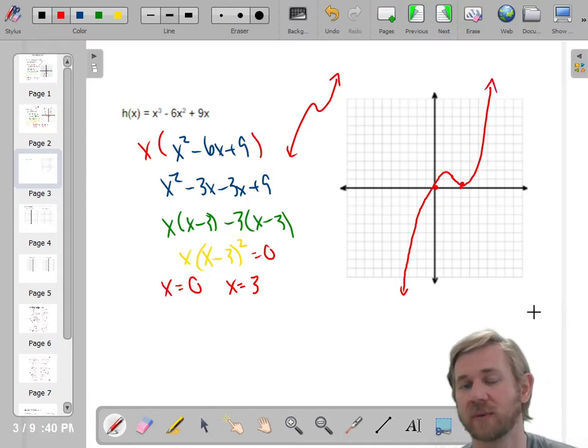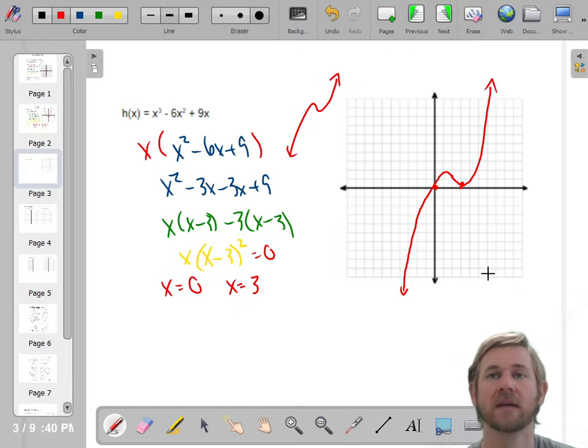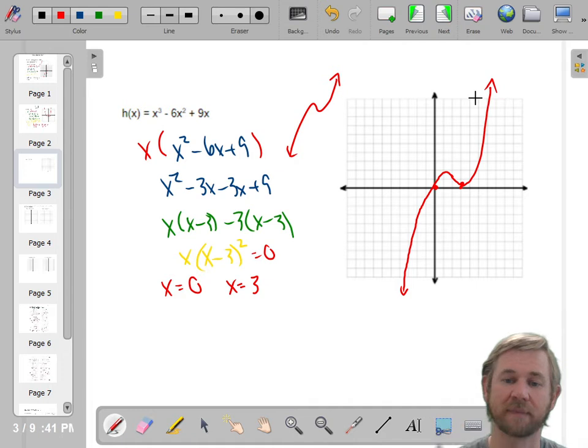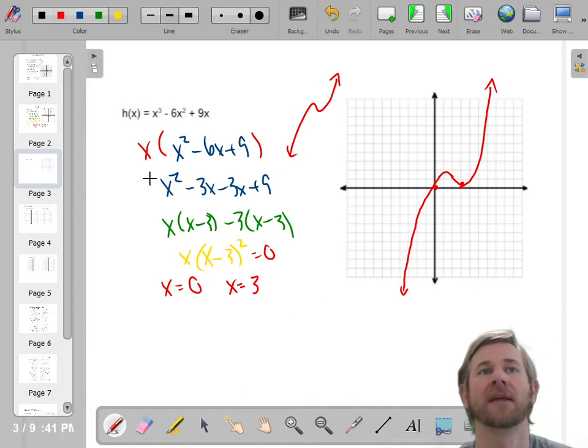Otherwise, if it kept going this way, then it would be positive odd. So I have my x-intercepts at 0 and 3. It bounces off 3 to go back up towards infinity. And now I'll just write my end behavior.